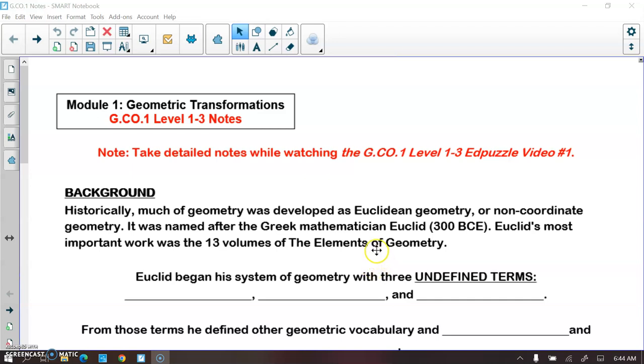Hello everyone, welcome to your first lesson in geometry. We are in the standard GCO1, which is all about geometric vocabulary and an intro to geometry.